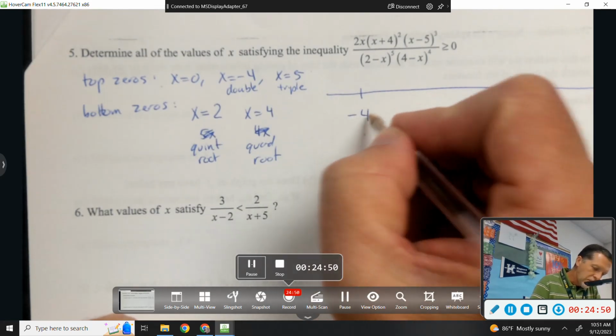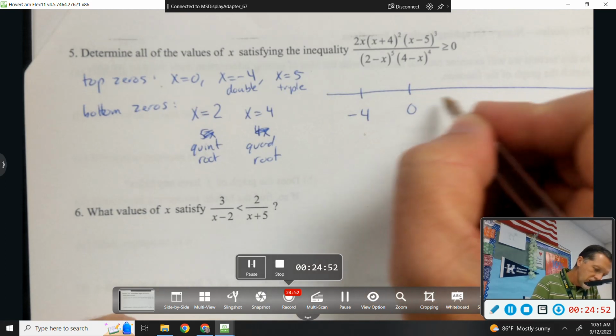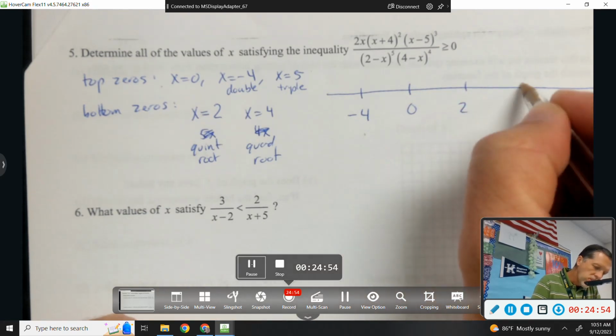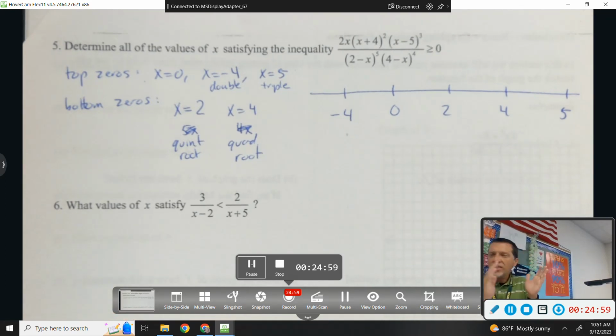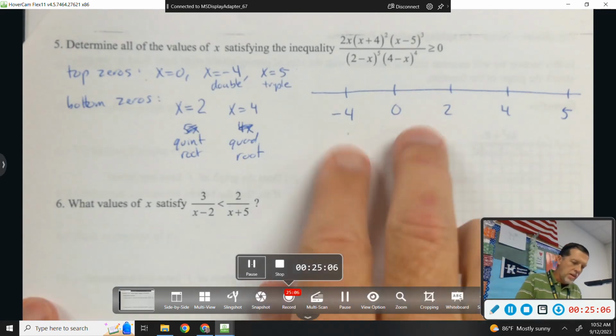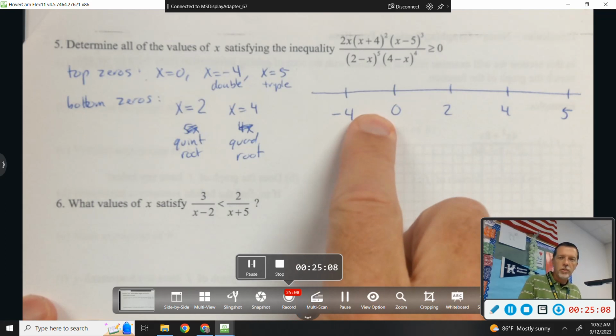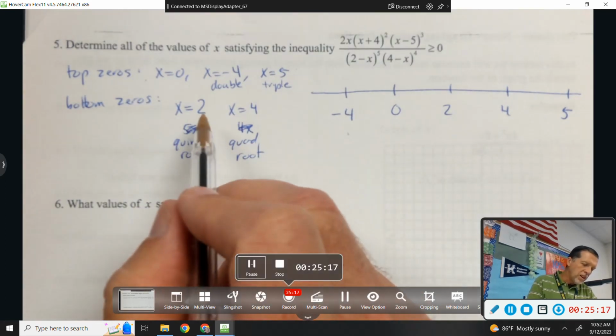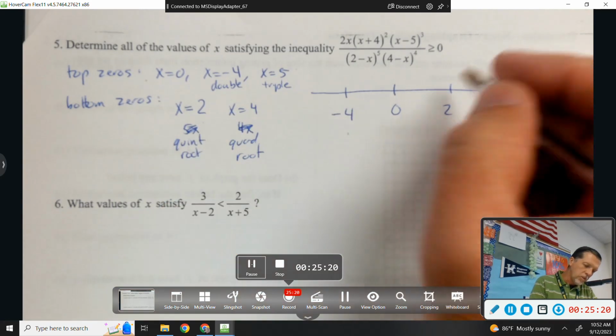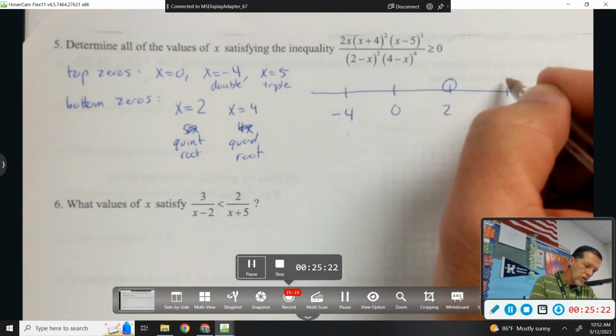Again, please put them on in order. They don't have to be spaced, like your scale doesn't have to be right, because all you're doing is setting up the intervals. So it doesn't matter that my scale's way off here, because that should be 4 units, 2 units, 2 units, 1. That doesn't matter, though, because you're just setting it up to keep track of intervals. Bottom zeros I know are open circles. Always open circles for the bottom zeros, so 2 and 4 are open.